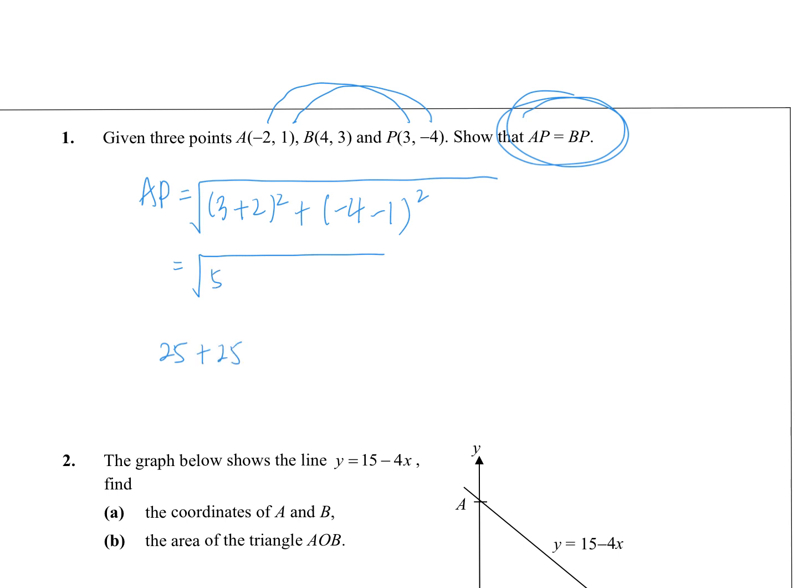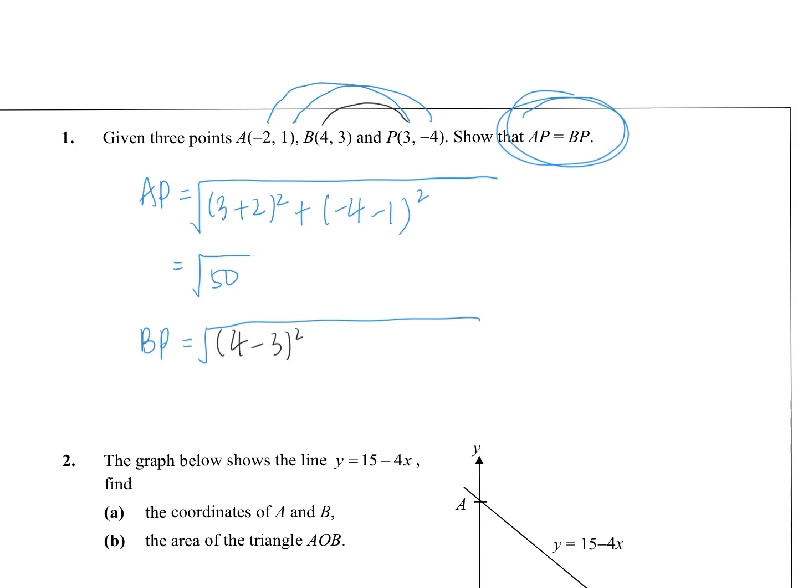Okay, so this is 50, square root 50. No need to go and find the 3SF. You can keep it like that because anyway, we don't need to find the final length. Okay, now find BP. So same thing using the formula.